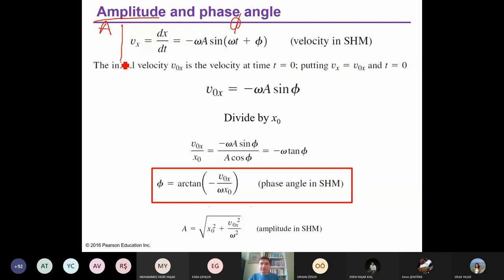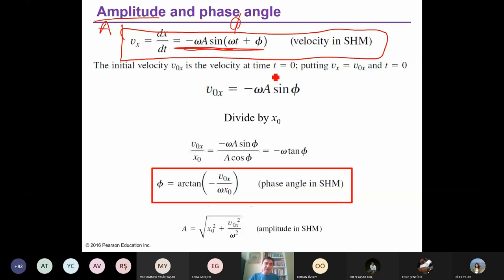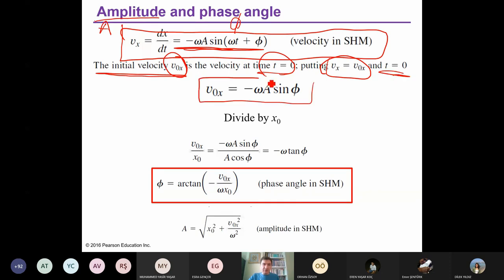In the previous transparencies, we have calculated velocity in simple harmonic motion. So just consider that we have initial velocity when the time is zero. Initial velocity is v0x when the time is zero. And instead of vx, just put v0x when the time is zero. So now we have this expression. Instead of t, we have just put zero. And instead of vx, we use v0x, then the velocity when the time is zero is given by minus angular frequency times amplitude times sine phi.